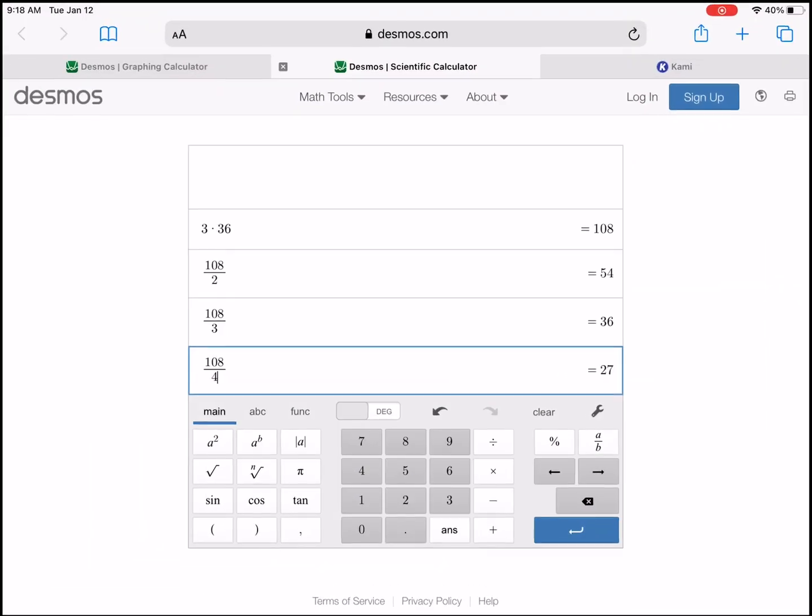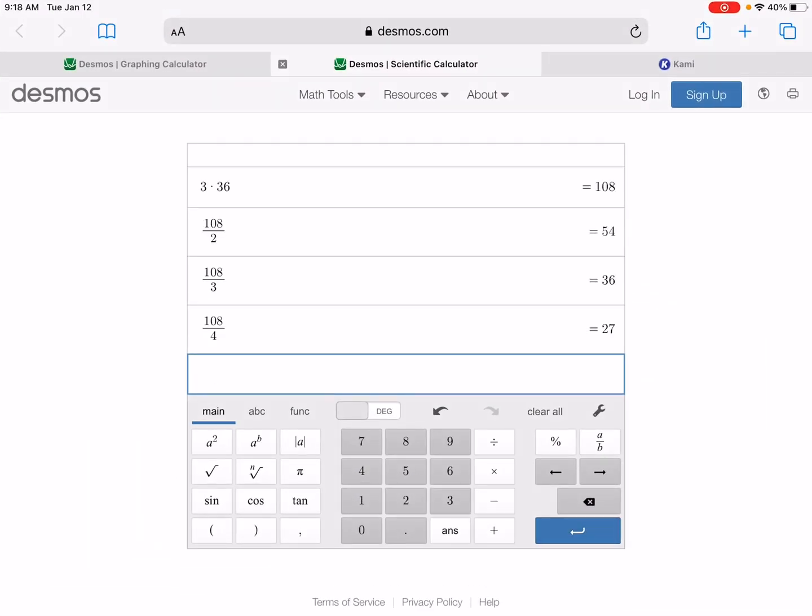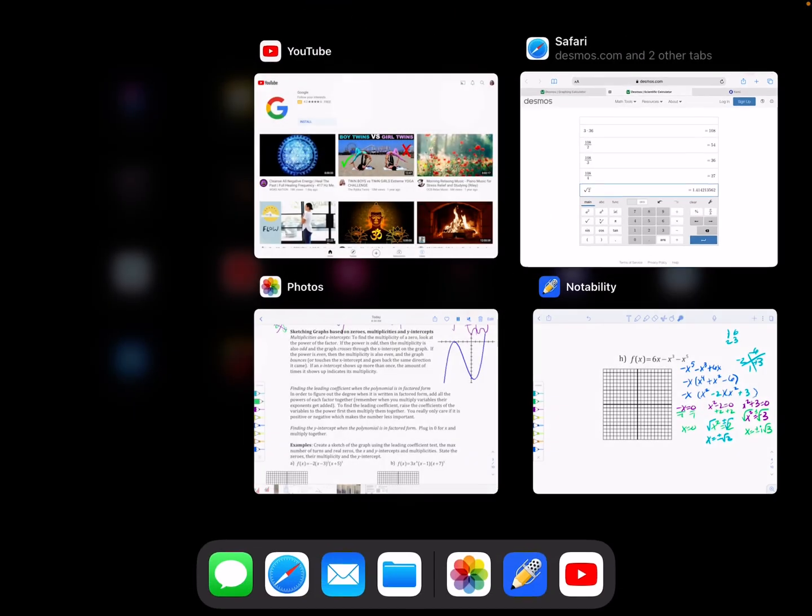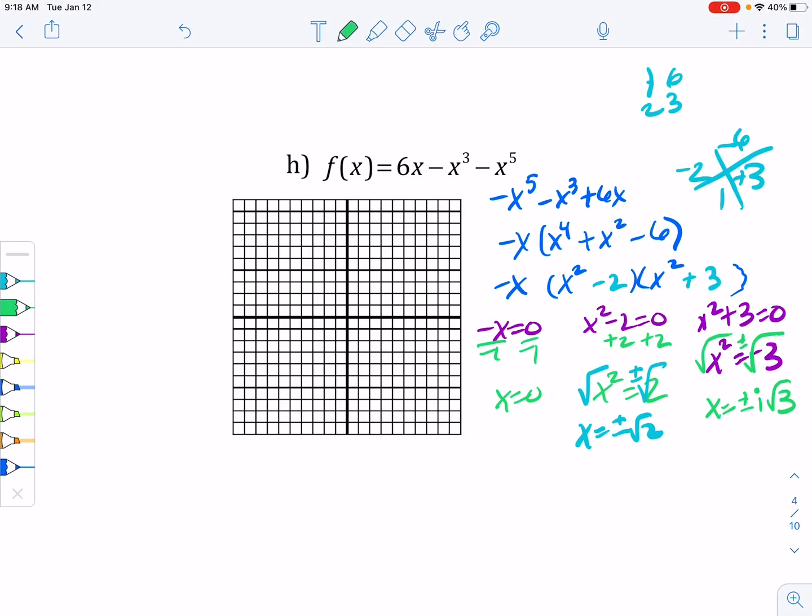We can guesstimate on what root 2 is because we know the square root of 4 is 2 and the square root of 1 is 1. So it's somewhere between 1 and 2. But if we find the square root of 2, it's 1.41. So we can go to this being plus or minus 1.41. So now when I go to my graph, I have an x-intercept at 0 and at 1.41 and negative 1.41.